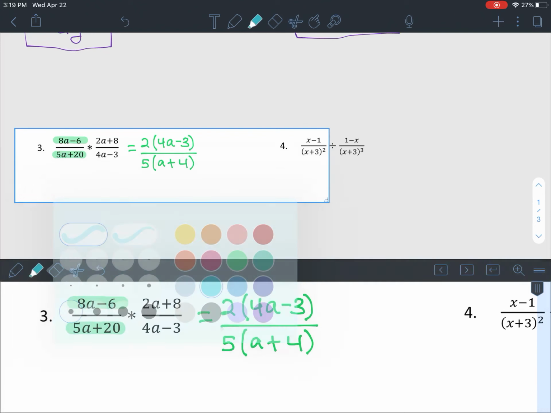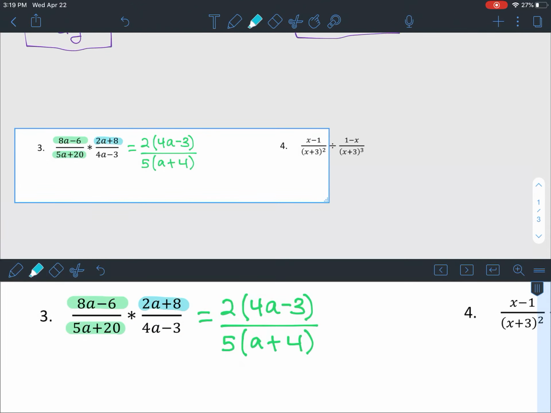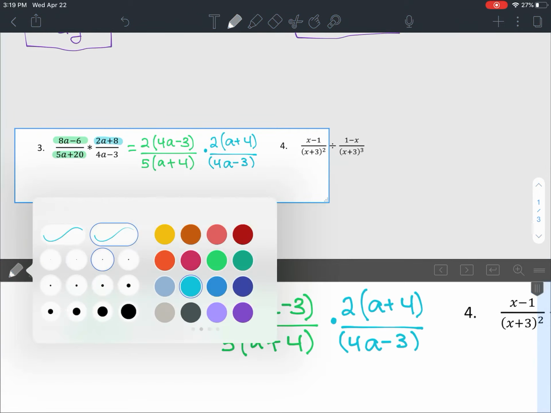Now if I go to my second, 2 and 8 both have 2 in common, so I could pull out a 2. And I would be left with a plus 4 on top. And on the bottom, I can't pull out anything, so I leave that just as 4a minus 3 on the bottom.